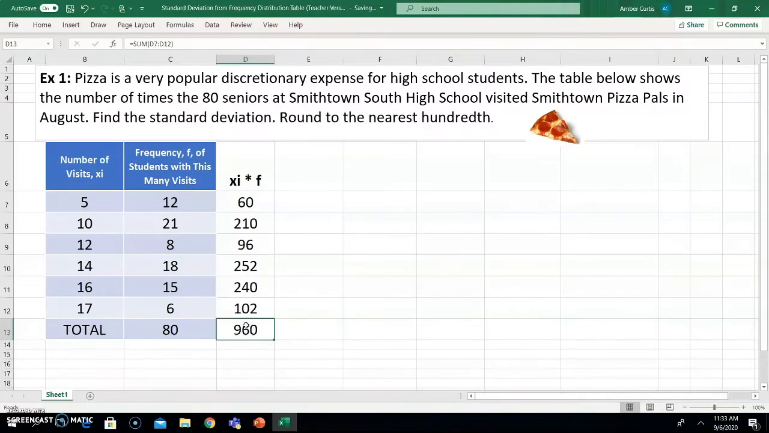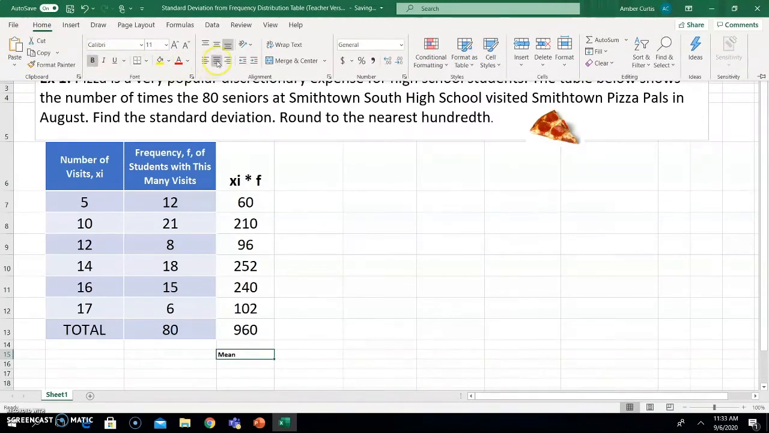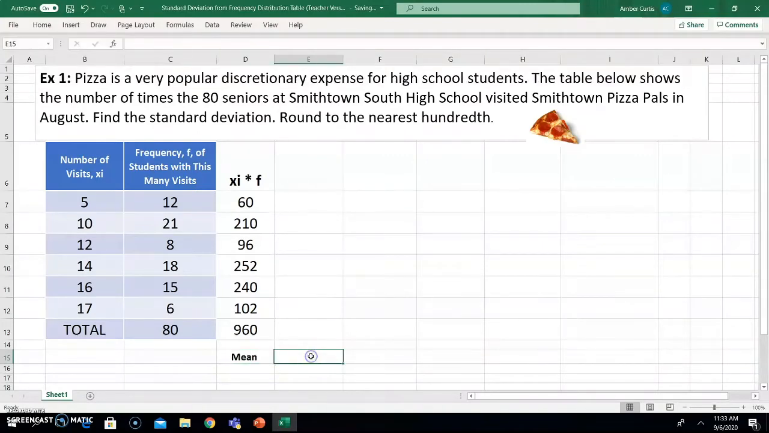Now, ultimately, I want to find the mean. Now, remember, the mean is the total divided by the frequency. So I want to put the mean right here, and I'm going to go ahead and just label it mean. That way I don't forget later on. And then in the cell to the right of where I've written mean, I'm going to put in the formula. So I'm going to take this 960, which is in cell D13, and I'm going to divide it by the total. And I can see here that the mean is 12.